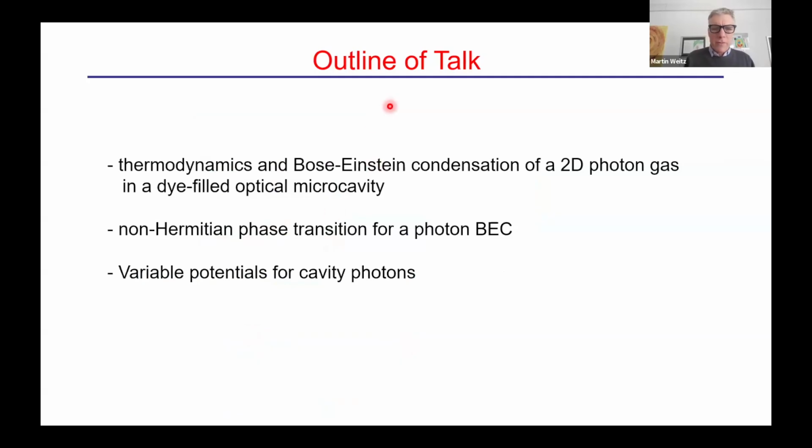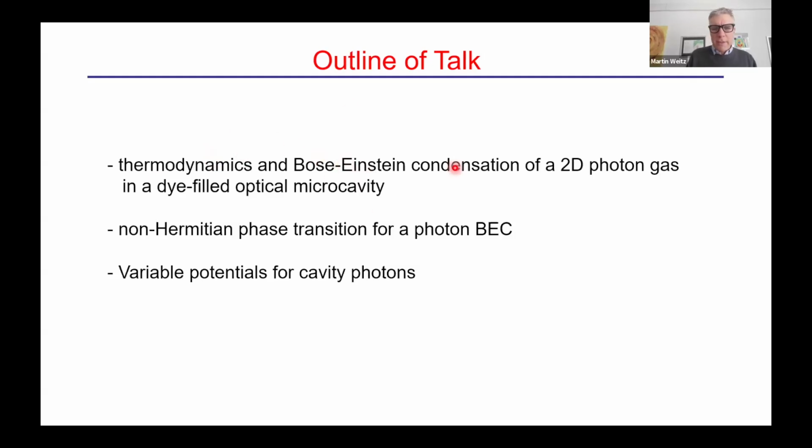So that's the outline of my talk. I will be talking about experiments where one obtains a matter-like dispersion relation in an optical microcavity, and thermalization of the photon gas is achieved by absorption and re-emission events on dye molecules in this cavity. I will first talk about the thermodynamics of the system and then on Bose-Einstein condensation.